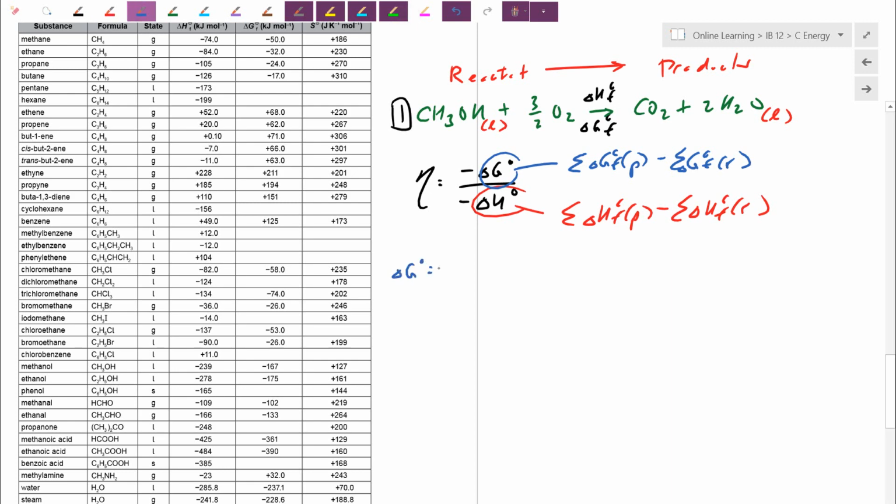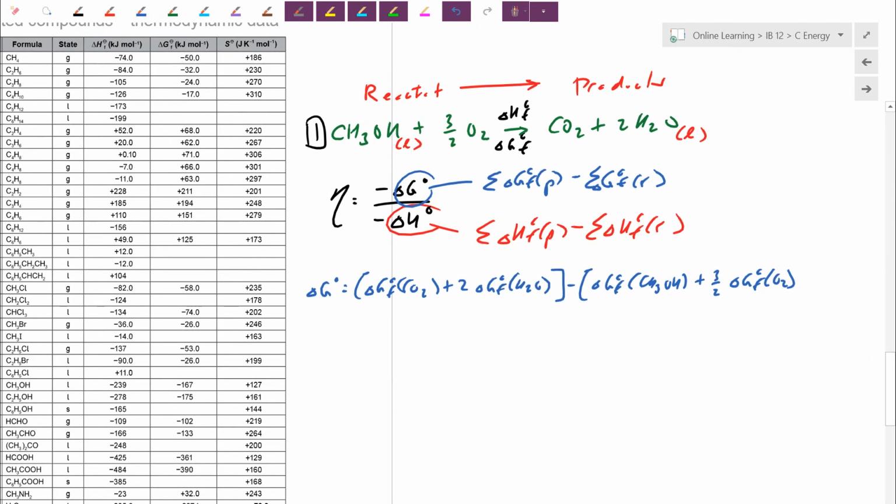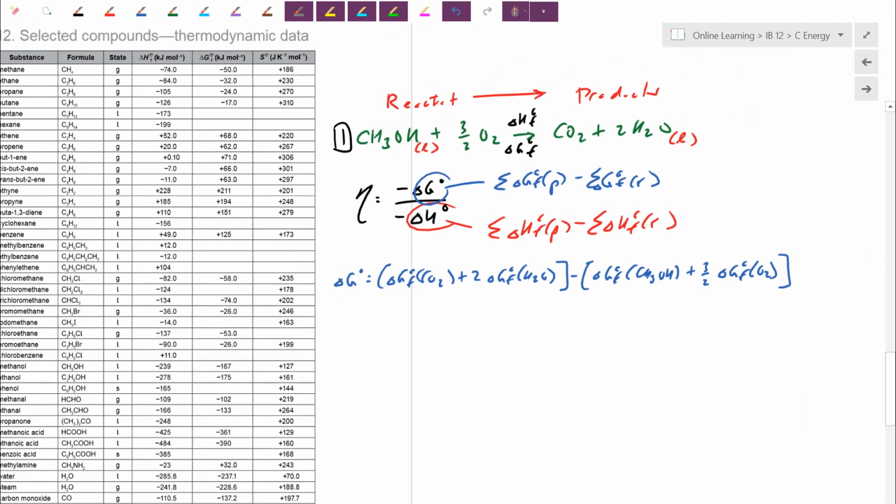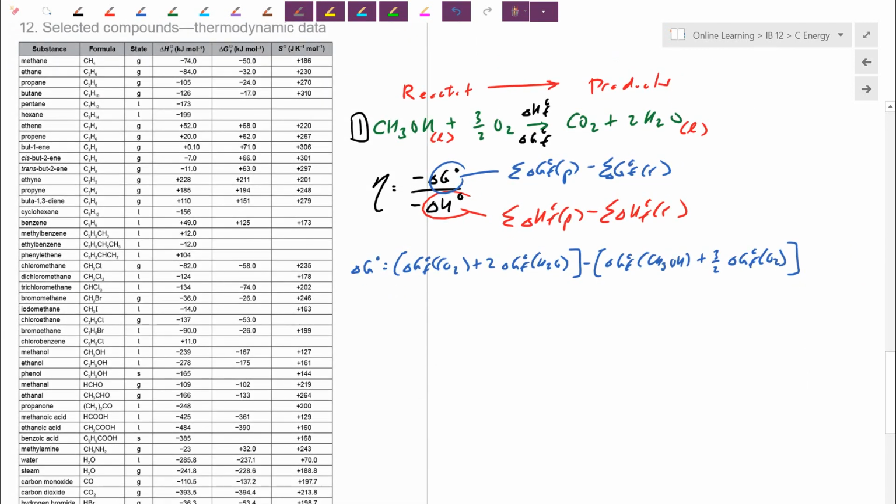The delta G, using that formula, is going to be the Gibbs value of CO2 plus twice the Gibbs value of water, careful it is a liquid, minus the Gibbs value of methanol as a liquid, and then added to 3/2 O2. I know the Gibbs value of an element is going to be 0 because you can't form elements from anything tinier. Just make sure when you're on table 12, you look up the correct column here.